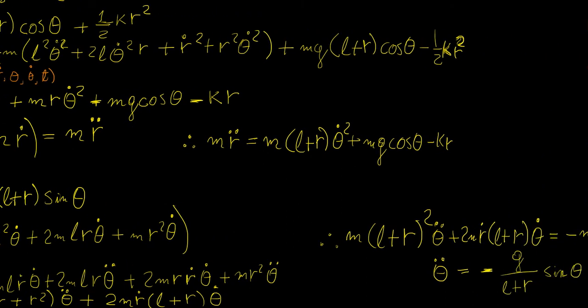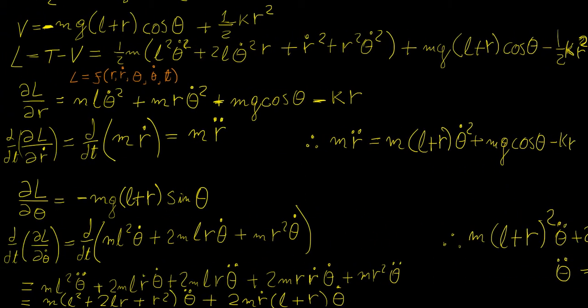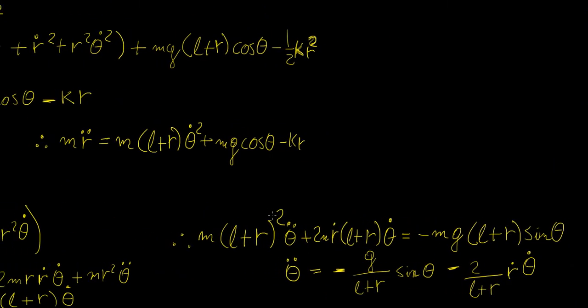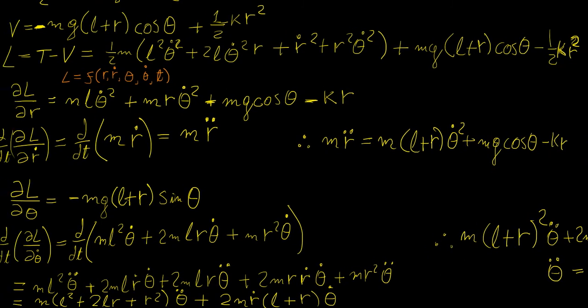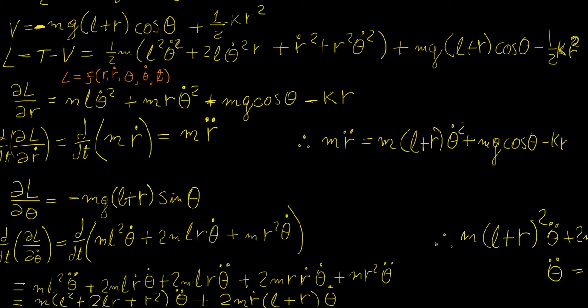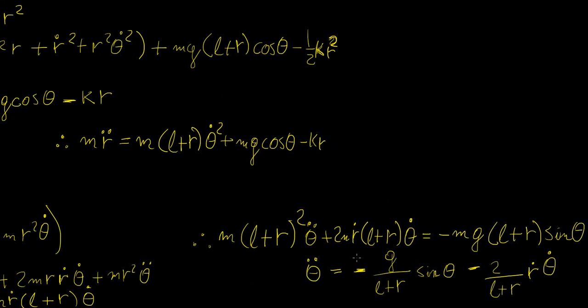And once you have done all that, you can write down the Euler-Lagrange equation. So you have this equals to that. And then on the one side, you notice that you can actually express this in terms of L plus R squared. And then you're going to have the following equation. And if you divide everything by m times L plus R squared, you get the following equation of motion.